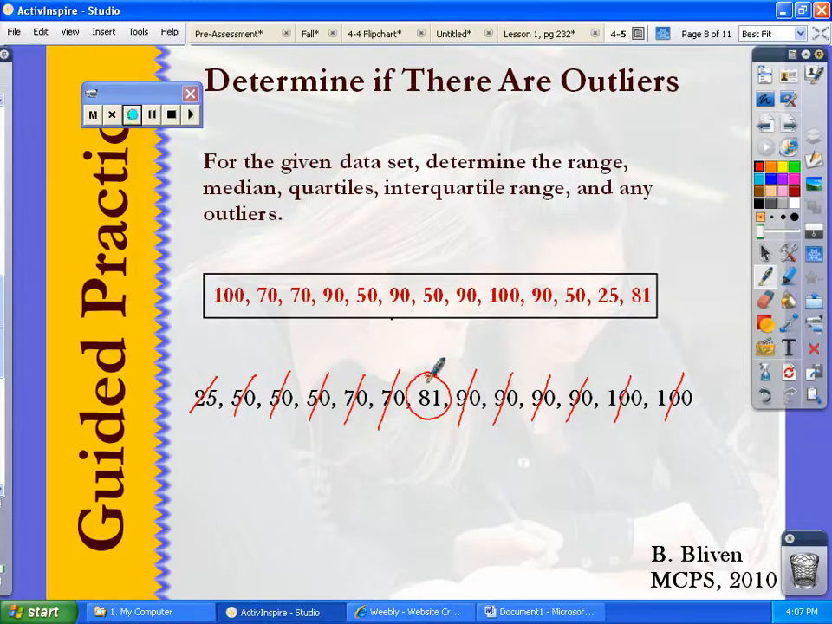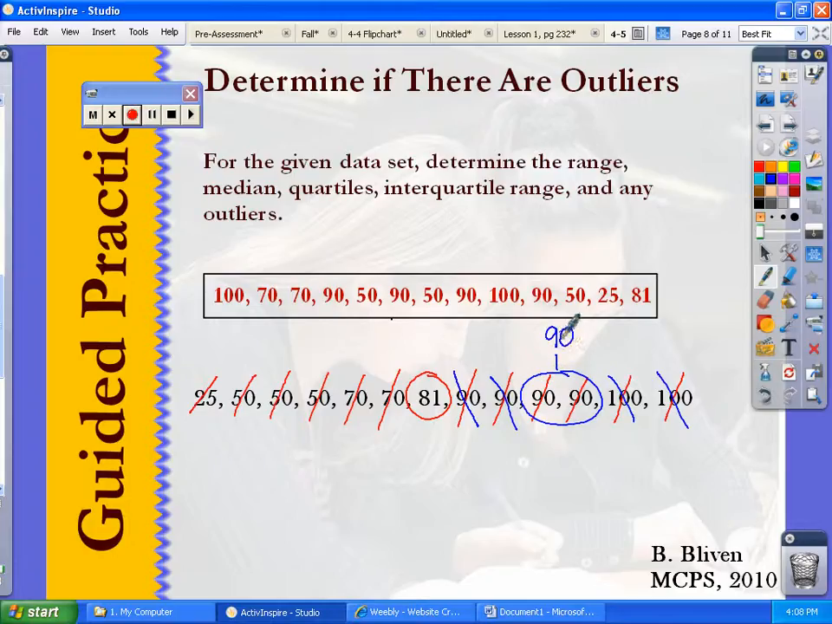Now, in order for me to continue the process, I need to find the median of the upper portion of the data, or the upper 50%. So I'll change colors for our purposes and continue the process. Again, I'm finding the median of the upper half of the data, which is our upper quartile. Since we have both 90s there, with an even set of numbers we would average those two numbers together, or find the mean. Since 90 plus 90 divided by 2 is still going to equal 90, 90 becomes our upper quartile.